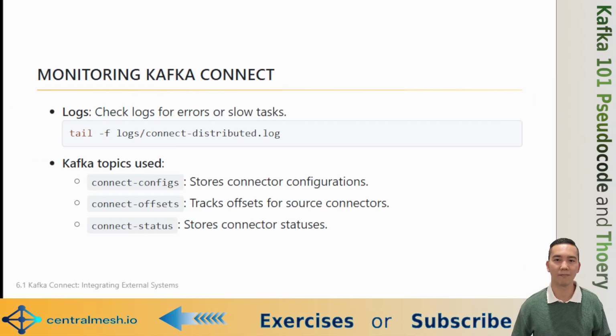Once Kafka Connect is up and running, how do we make sure it's actually working as expected? There are two key ways to monitor it. First, logs. If something isn't working, maybe a connector is stuck or a task is failing, the logs will tell us. We can watch them in real time with the tail command. Second, Kafka internal topics. Kafka Connect actually stores its state inside Kafka itself using three special topics. One holds connector configurations, another keeps track of offsets so source connectors know where they left off, and the last one records connector and task statuses. If something seems off, checking these topics can give us clues about what's happening behind the scenes.